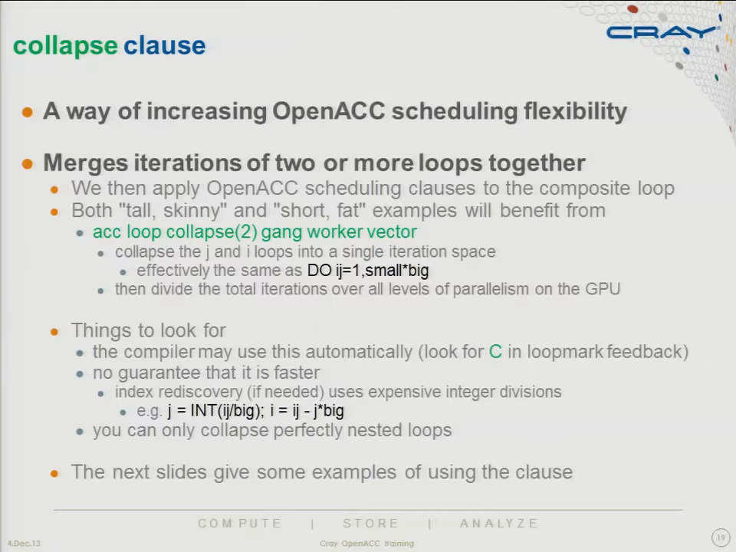There's no guarantee it's faster, so it's something that you try, and it will only work for perfectly nested loops. So it has to be do, do, do, end do, end do, end do. You can't have do, a bit of code, do, and then end do's at the end. It's got to be just all the do's together, all the end do's together. I'm speaking Fortran here, but in C it's got to be for, for, for, and then close all the loops in one go.